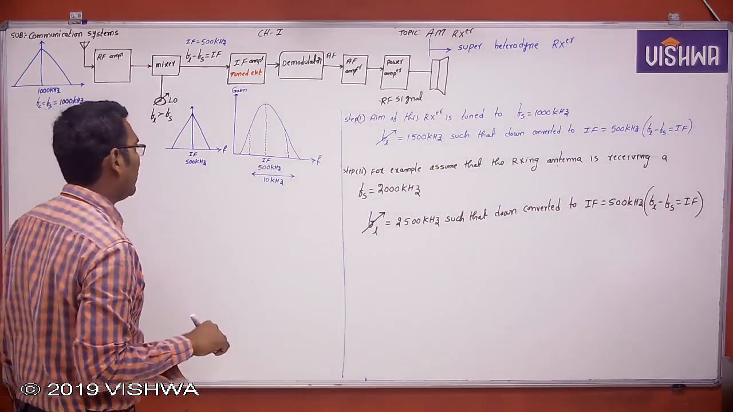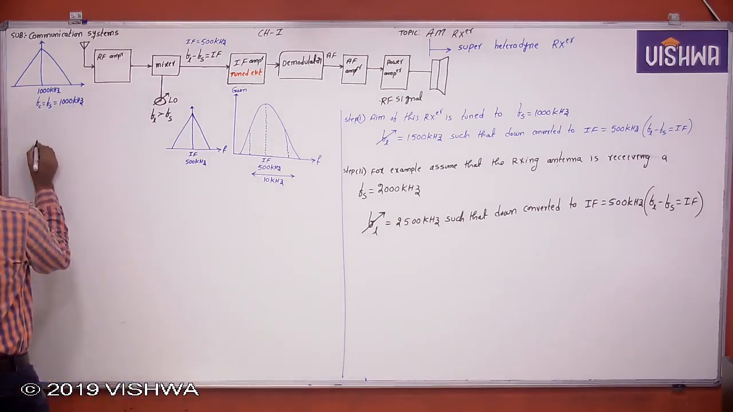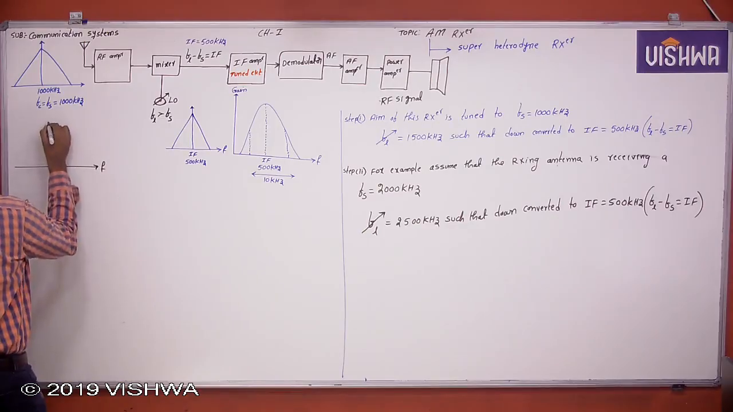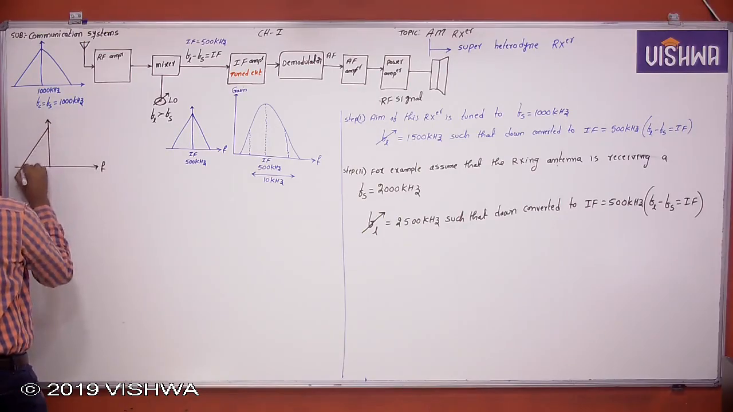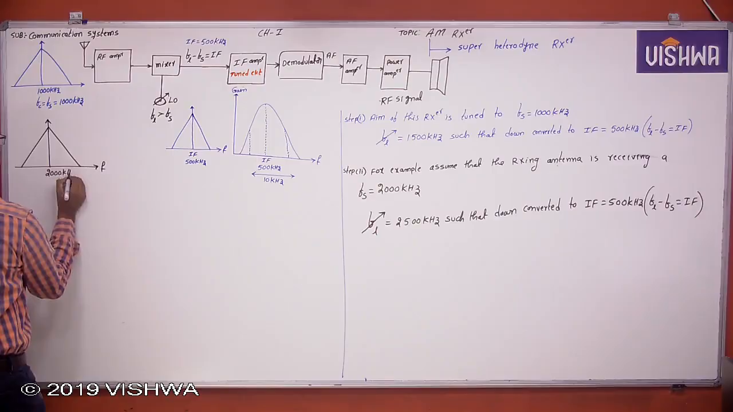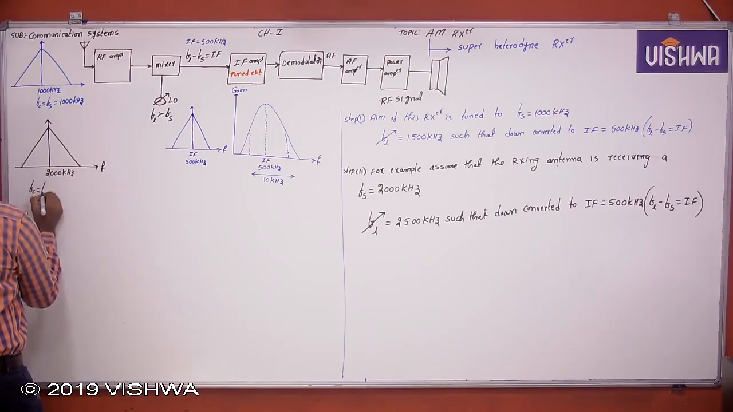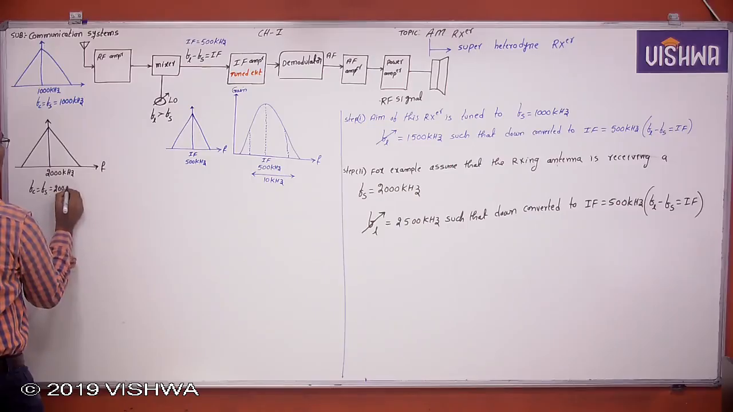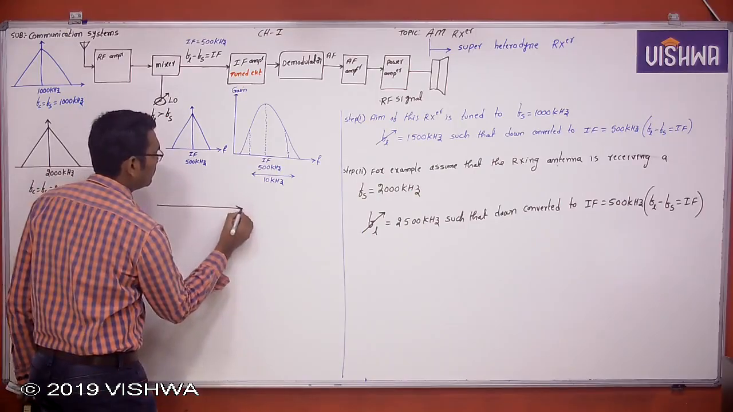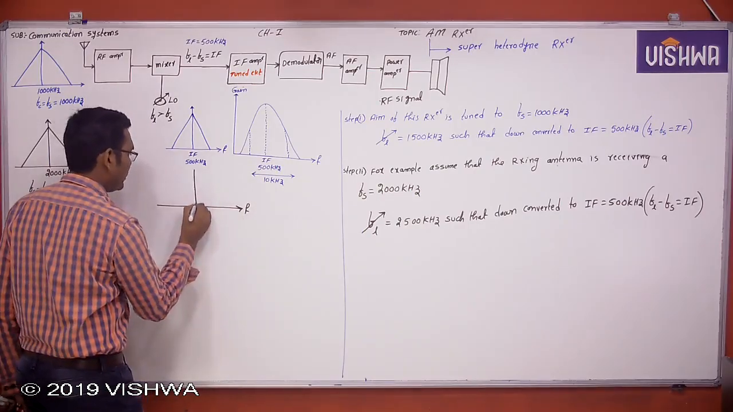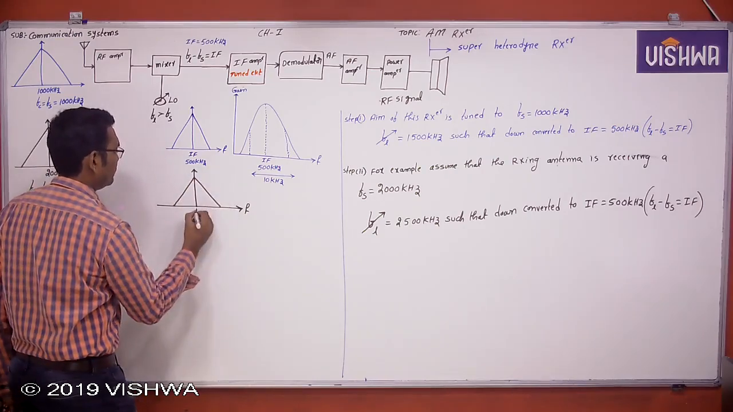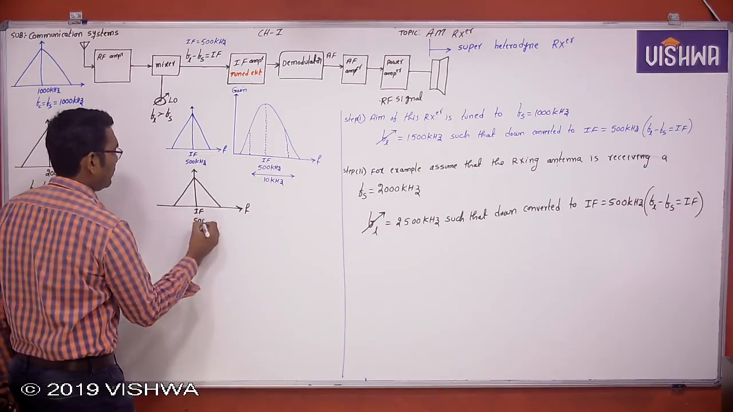Now see here what happened now. Now the 2000 kilohertz signal is coming here. Unfortunately, our receiver is receiving this 2000 kilohertz signal. Now this 2000 kilohertz signal, Fs or Fc, which is equal to 2000 kilohertz, is also down converted to IF, which is 500 kilohertz.